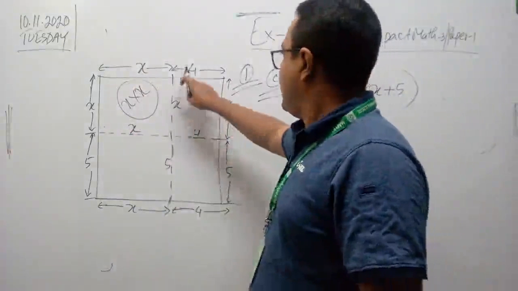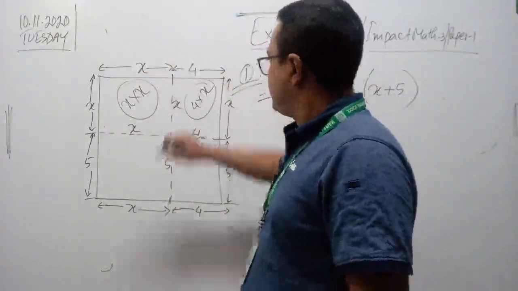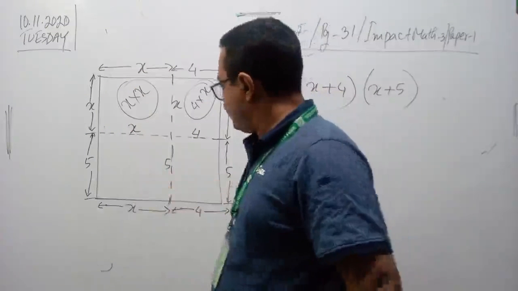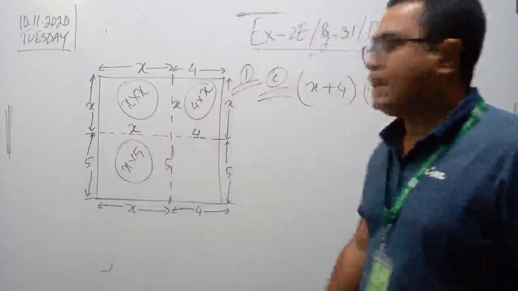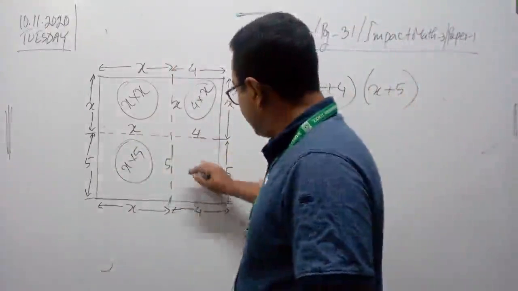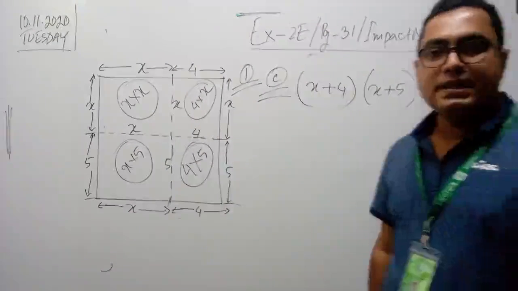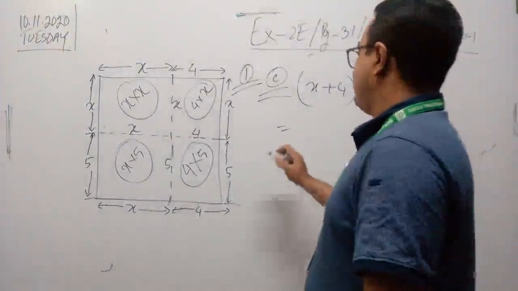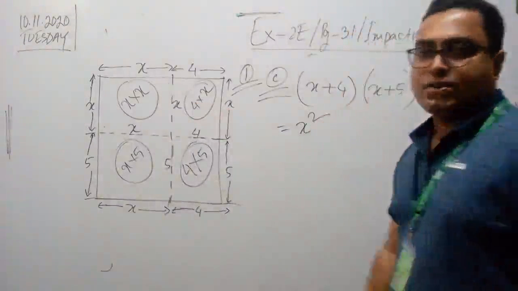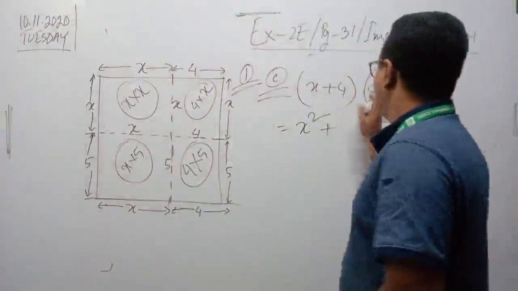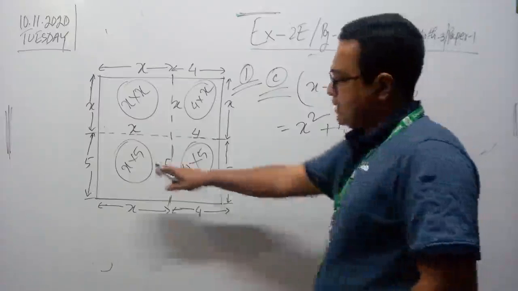This one, length is x, width is 4. So 4 into x. This part, x into 5, because one side is 5, another side is x. And here it is 4 into 5, because one side is 4, another side is 5. Now right here, x into x what? X into x, x square. Now, what is here? 4x. 4 into x, 4x. 5 into x.